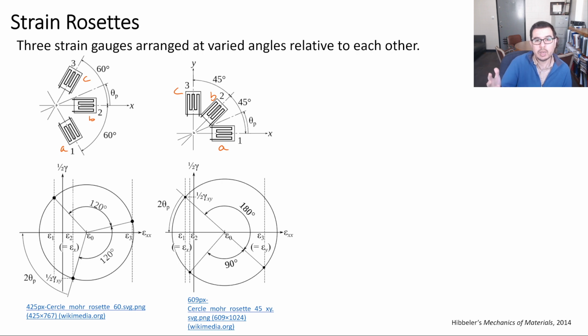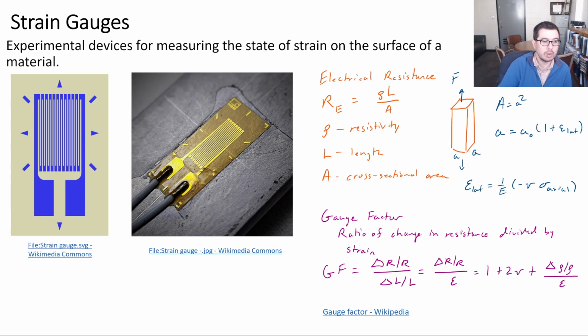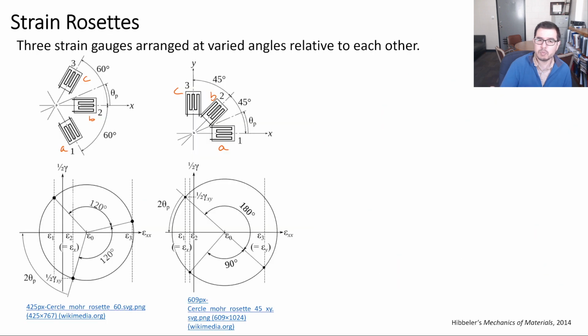And one strain gauge can give you information in one direction. So if I'm just interested in the strain in the x direction, and I align my strain gauge in the x direction this way, then that's not a bad approach. That's not a bad approach to being able to look at the strain in that one direction.